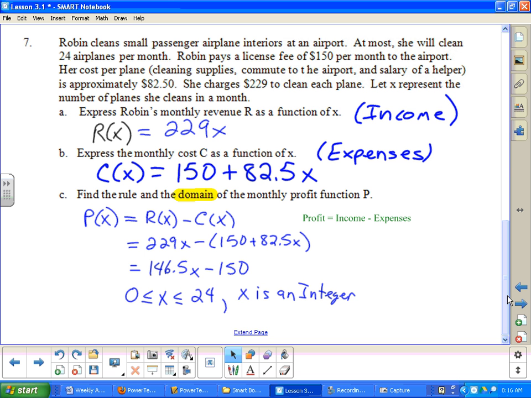Now, when it comes to domain, you have to think about what she can do. She could clean 0 planes up to 24, because it says she can clean at most 24 airplanes. Can she clean partial airplanes? I mean, she could, but they're either going to count it as a whole airplane or no airplane at all. So we have to designate that x must be an integer.